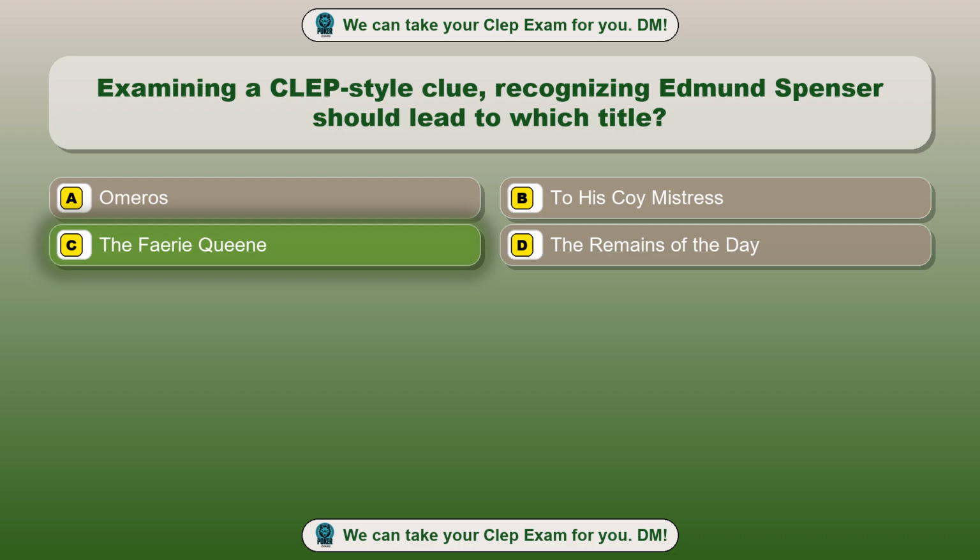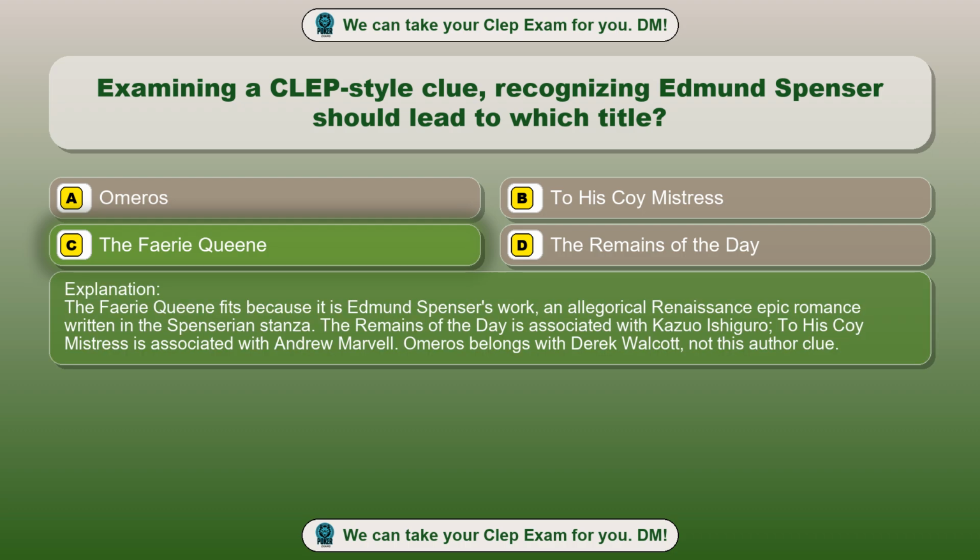The Faerie Queene. The Faerie Queene fits because it is Edmund Spenser's work, an allegorical Renaissance epic romance written in the Spenserian stanza. The Remains of the Day is associated with Kazuo Ishiguro. To His Coy Mistress is associated with Andrew Marvell. Omeros belongs with Derek Walcott, not this author clue.